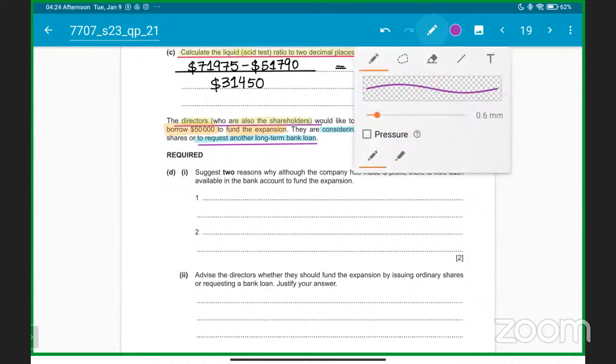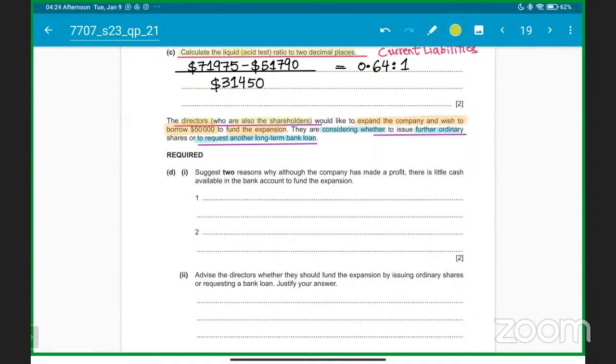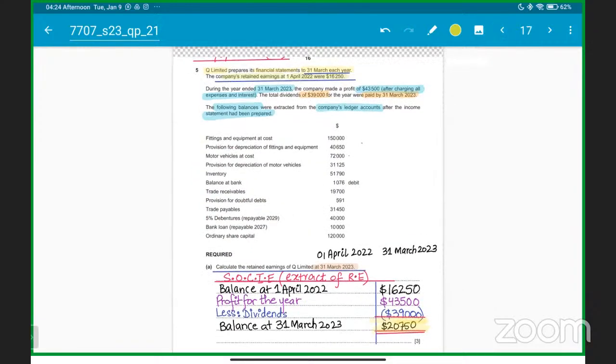So we have to suggest, and everyone knows what the reasons are. Suggest two reasons. Suggest means that you can explain why, although the company has made a profit, there is little cash available in the bank account to fund the expansion. So let's have a look at it.